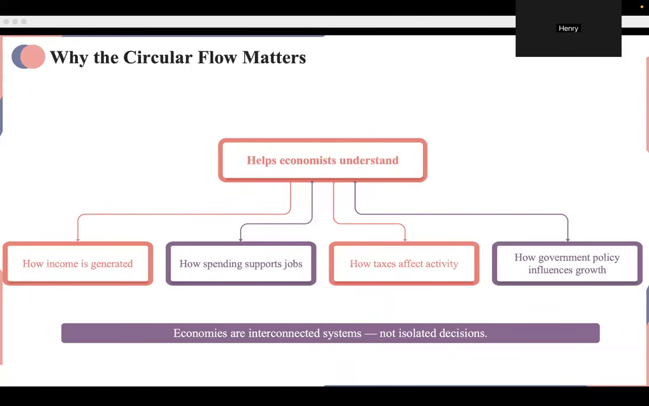Now, the circular flow model helps economists understand several key things: how income is generated, how spending creates demand for goods and services, how jobs are supported, how taxes affect economic activity, and how government policy influences growth. Most importantly, it shows that the economy is interconnected. A change in one part of the system affects everything else.